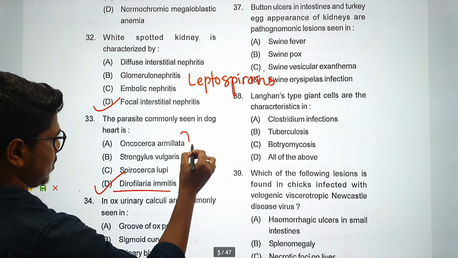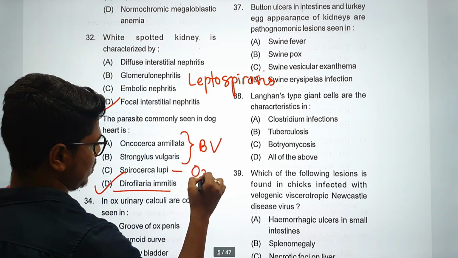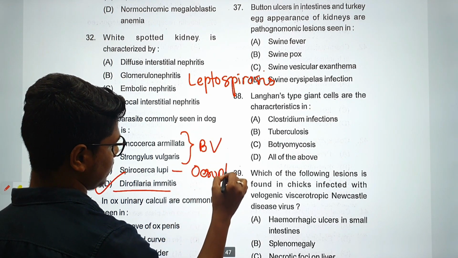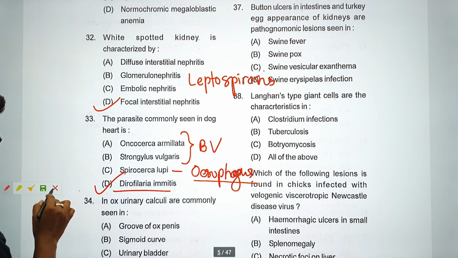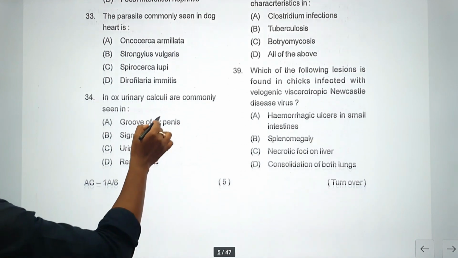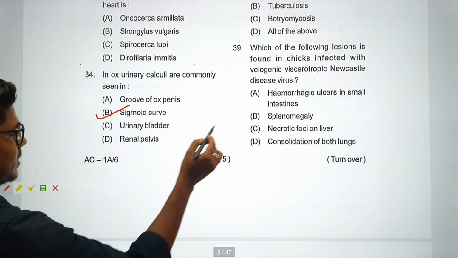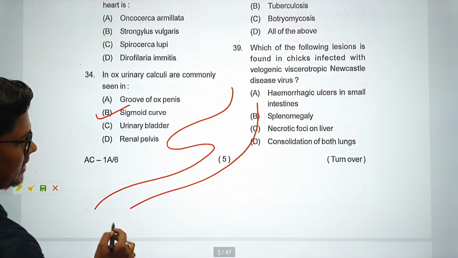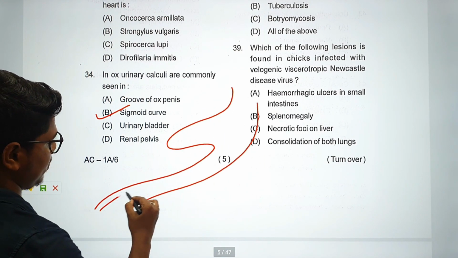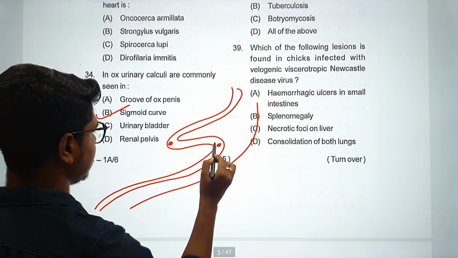Onchocerca armillata and Strongylus vulgaris are found in blood vessels. Spirocerca lupi in the esophagus, they cause tumors. In ox, urinary calculi are commonly seen in the sigmoid flexure or sigmoid curve. In bovines, the penis has an S-shaped curve. This is known as sigmoid flexure. You can find stones lodged here and here.